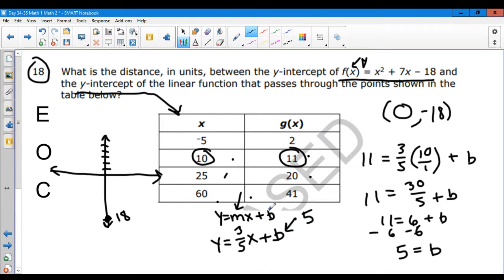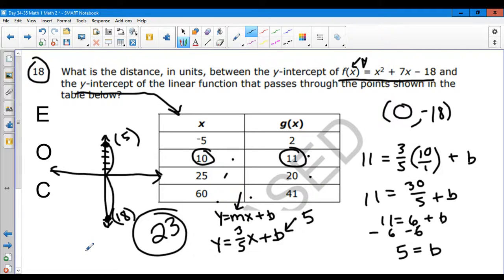Positive 5, which is up 1, 2, 3, 4, 5. So now we can answer the question, what is the distance in units between the two y-intercepts? Well, it's 18 units to get up here to the x-axis and another 5 units to get to the other intercept. So the right answer would be 23. They want you to be good at math.